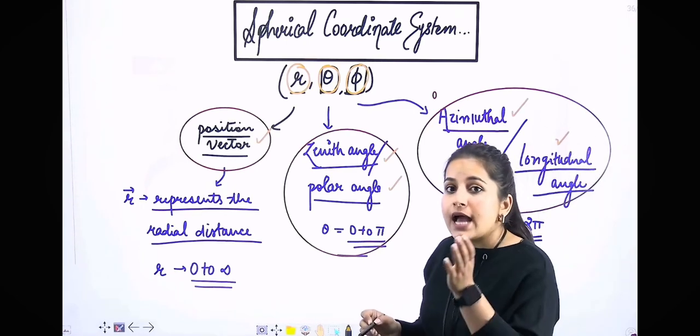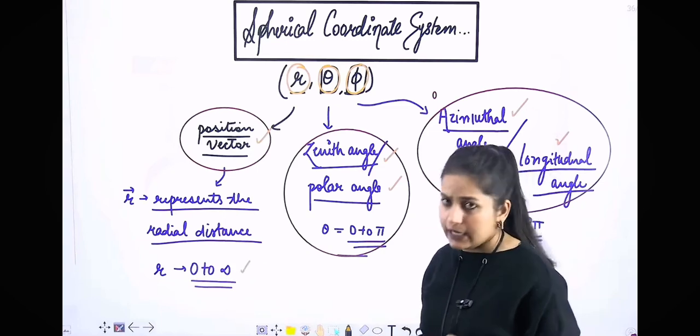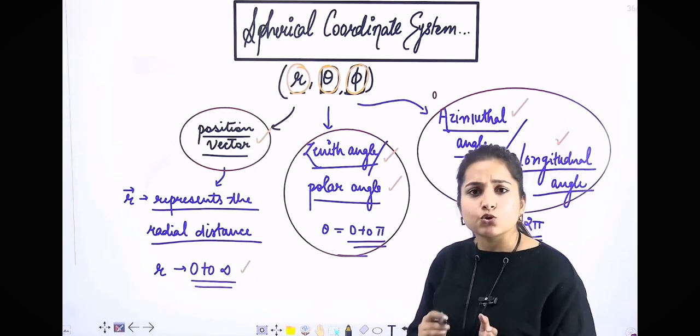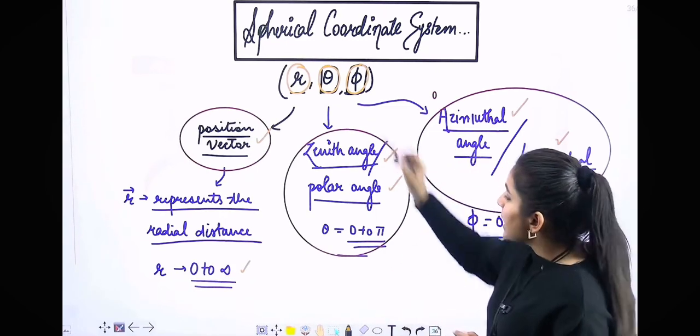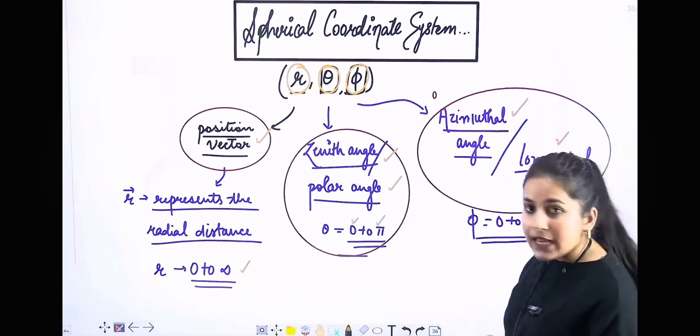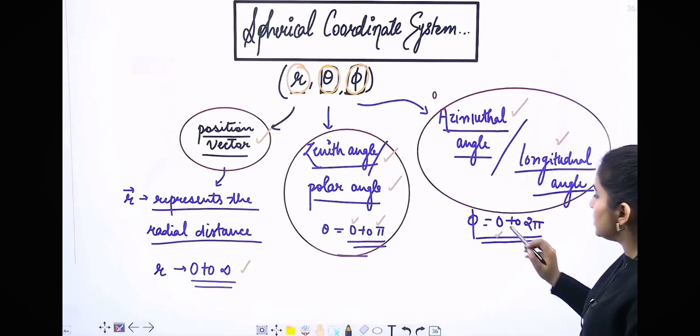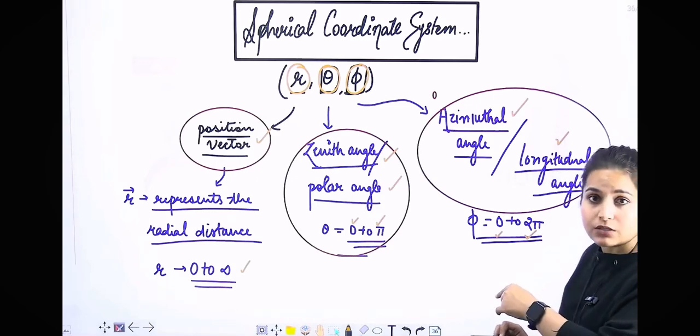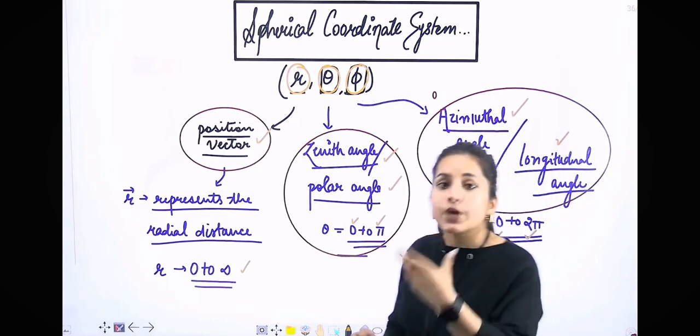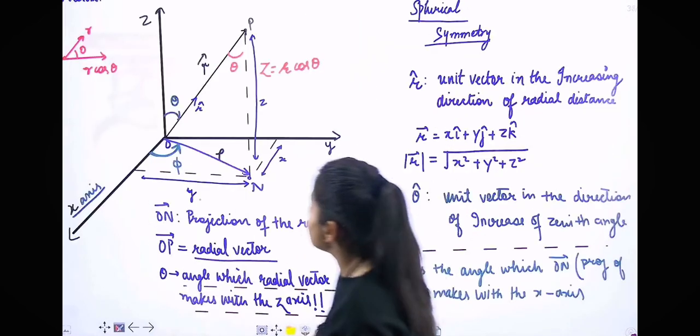Now r has the range from 0 to infinity. It means r can take value from 0 to infinity. Theta can take value from 0 to pi and phi can take value from 0 to 2 pi. This is very important. Okay. You should remember the range. Now, how is this range decided?